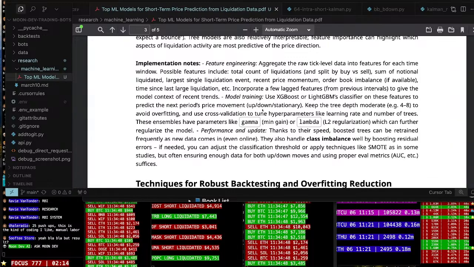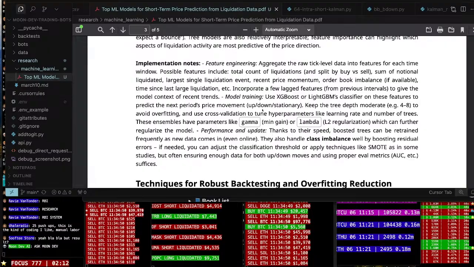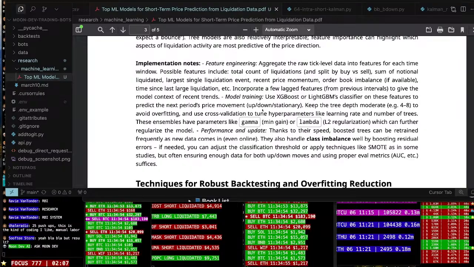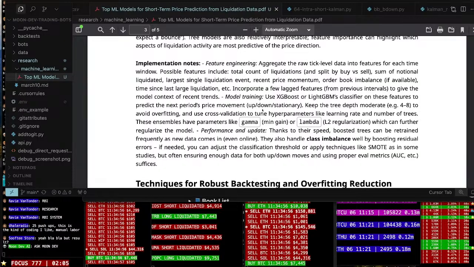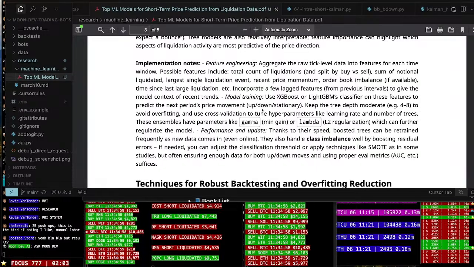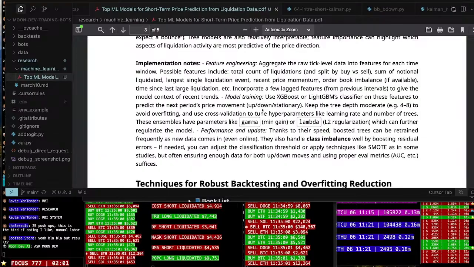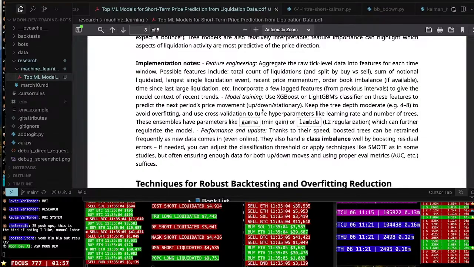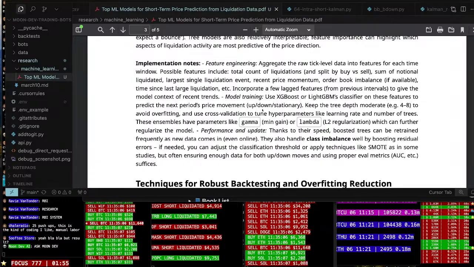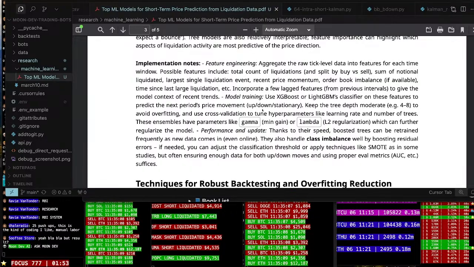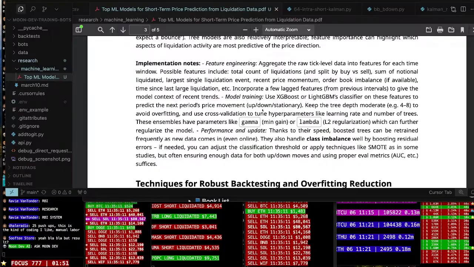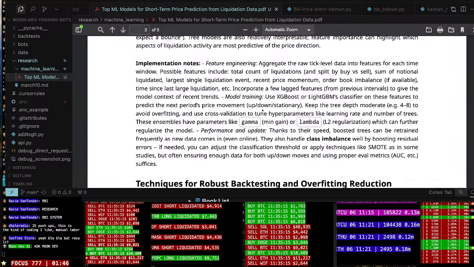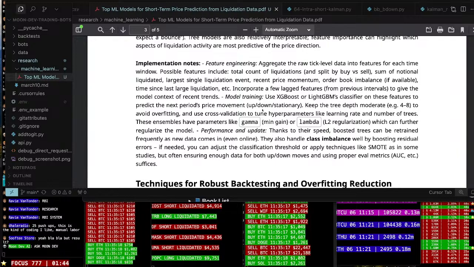Model training. Use XGBoost or LightGBM's classifier on these features to predict the next period's price movement: up, down, or stationary. Keep the tree depth moderate to avoid overfitting, and use cross-validation to tune hyperparameters like learning rate and number of trees. These ensembles have parameters like gamma, min gain, or lambda, L2 regularization, which can further regularize the model.